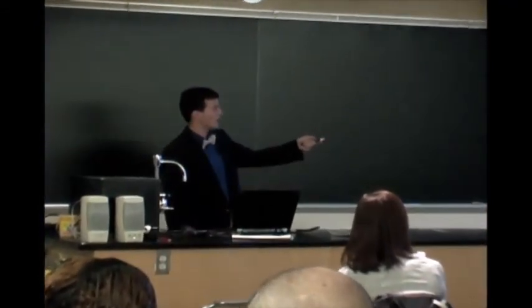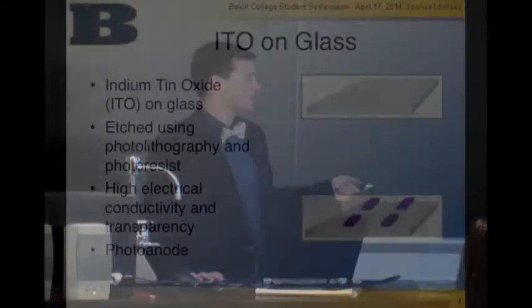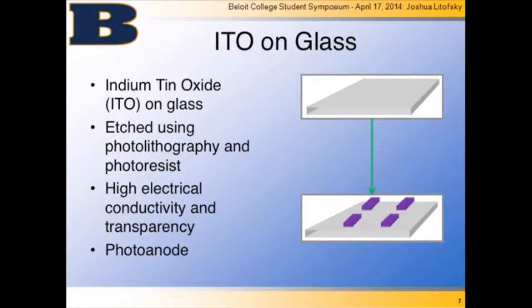Starting with ITO on glass, again, this was not a step that I was involved in. You etch it using photolithography and photoresist in the clean room. One of the big things that people are trying to do in organic solar cells is move away from using ITO as the final hole acceptor. It's expensive, it's inorganic, and this is the most expensive component that we have in this. However, it has a high electrical conductivity and it's transparent, which is what we want. So we're trying to find other ways of having something that has high electrical conductivity and transparency that's a little bit more inexpensive to produce.